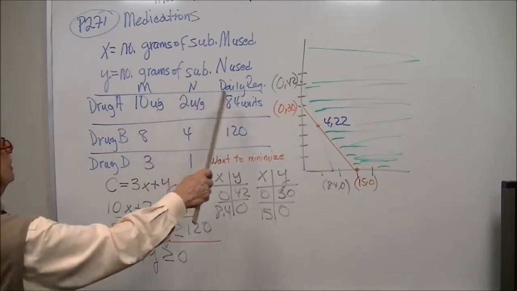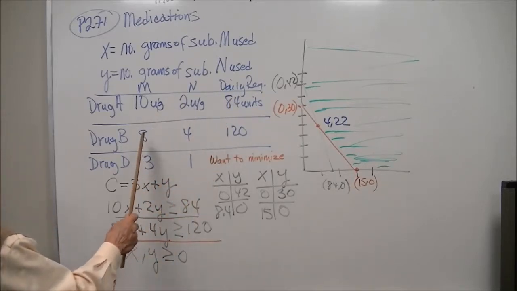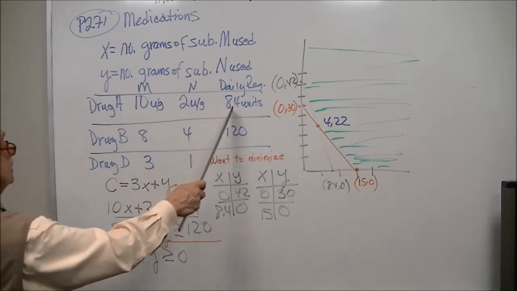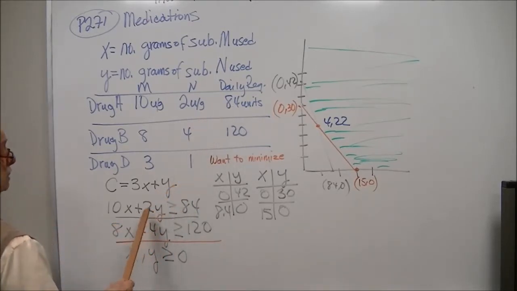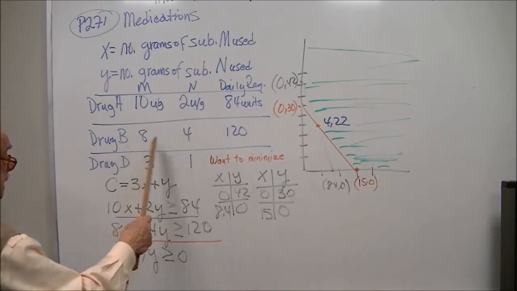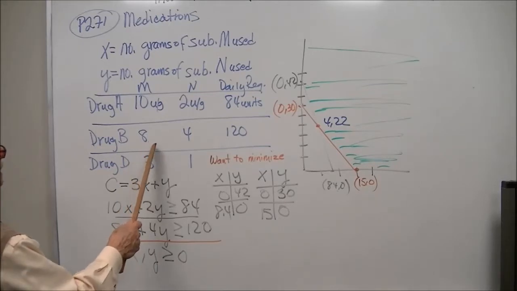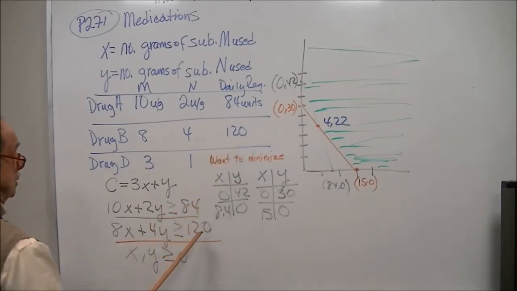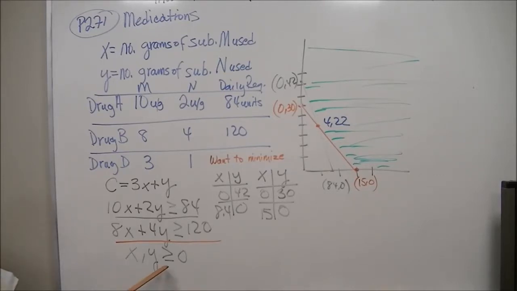And then you set up your inequalities. So there's 10x plus 2y is greater than or equal to 84. This is the minimum you must have. So greater than or equal. And then the same thing for drug B. 8x plus 4y is greater than or equal to 120. That's where these inequalities come from. And then we have our other qualifiers that it's in the first quadrant.